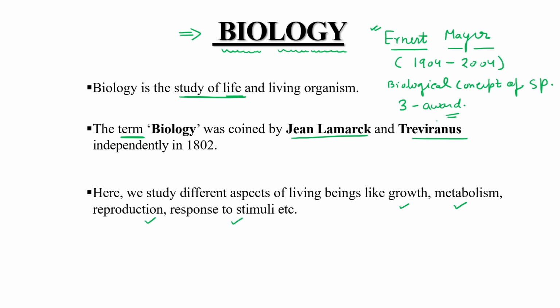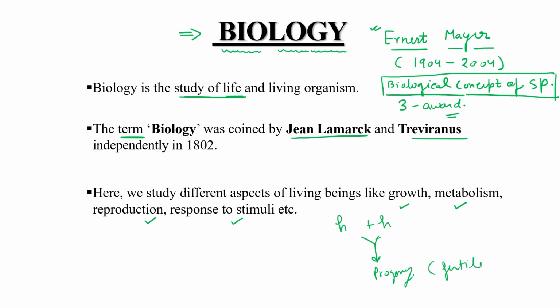So Ernest Mayr gave this particular concept. What is this concept? Biological concept of species. According to him, only if two individuals of a species are able to breed and give a fertile offspring, then we can say both individuals belong to the same species. What does it mean? If two individuals, like horse plus horse, after intercourse their progeny is also fertile, then we can say that these individuals belong to the same species, and this is known as the biological concept of species.